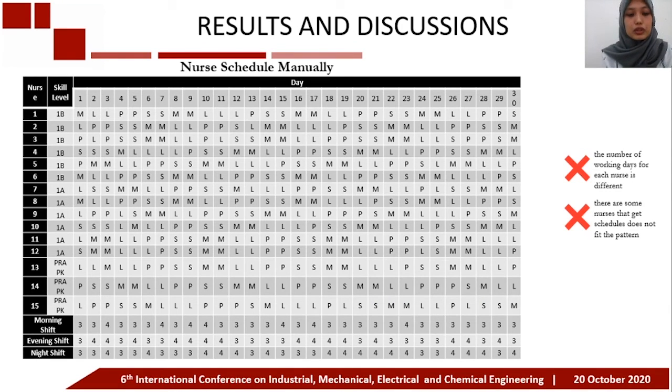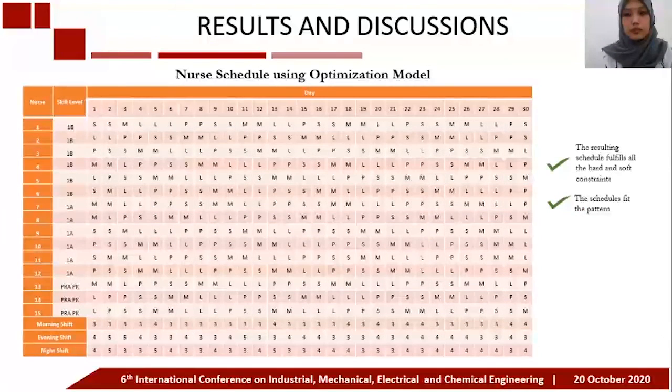Now we go to the result and discussion. This table shows the nurse schedule made manually. From the table it can be concluded that, first, the number of working days for each nurse is different. Second, there are some nurses who get schedules that don't fit the pattern. And the next one is the table of the nurse schedule using the optimization model. From the table it can be concluded that first, the resulting schedule fulfills all the hard and soft constraints. And the second is that the schedule fits the patterns.